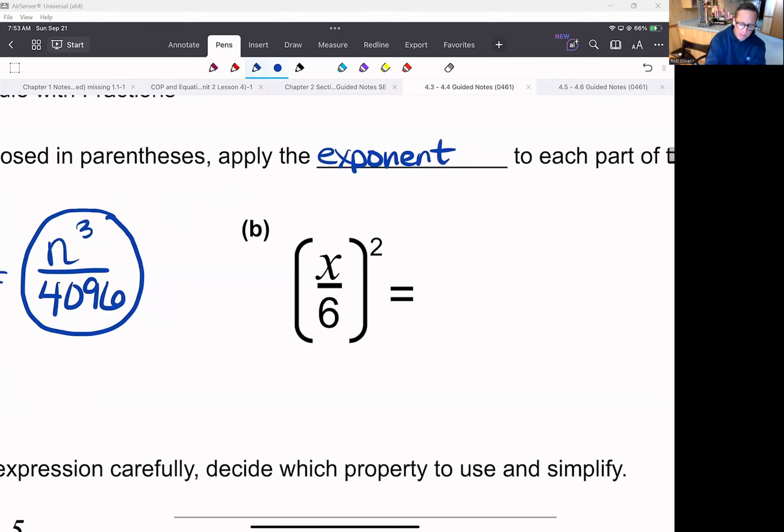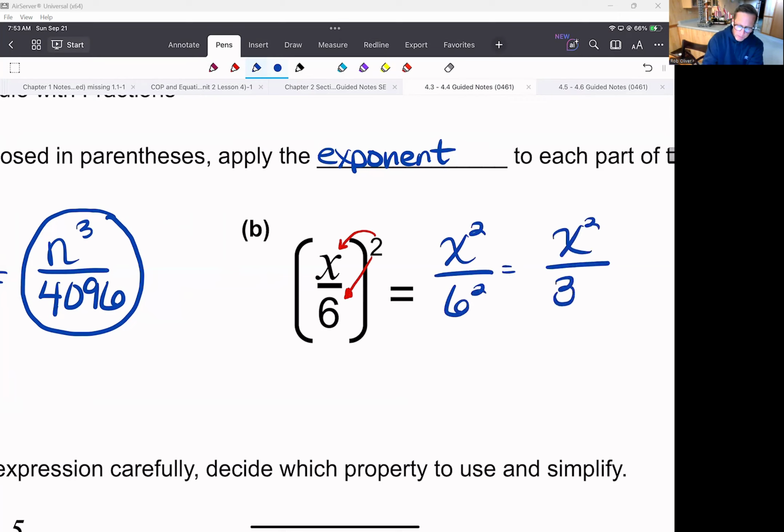All right, same kind of example here. So you're just going to apply the exponent of 2 to the numerator and to the denominator. All right, so what do we get? We get x squared over 6 squared. And we can clean that up a little bit more: x squared over 36.